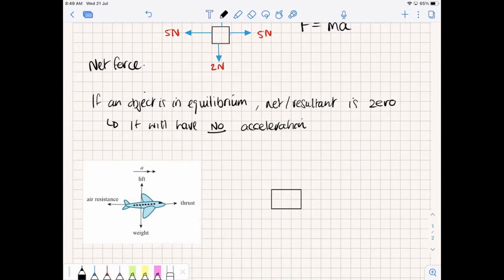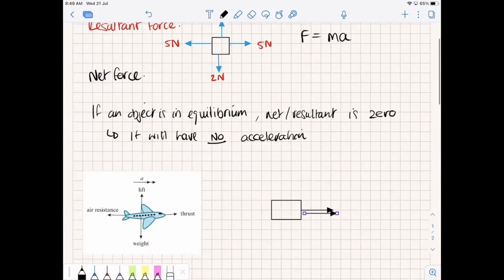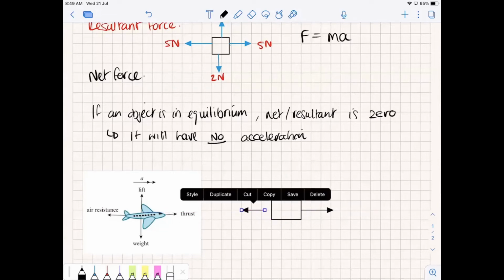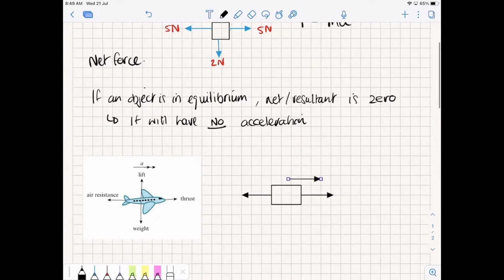So if we have to recreate thrust, the thrust is a forward force. Let's see if I can do this. Ooh, it'll let me swing it around. I like it. There we have the air resistance. Unfortunately, you guys will have to do this the manual way with your pens and pencils.